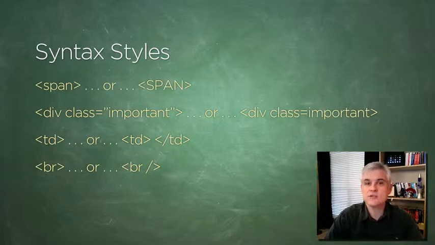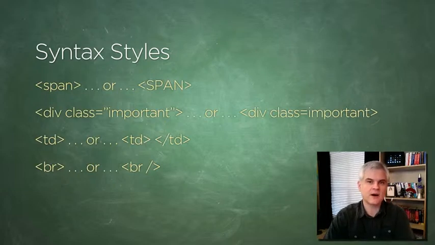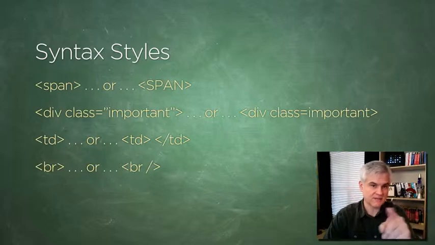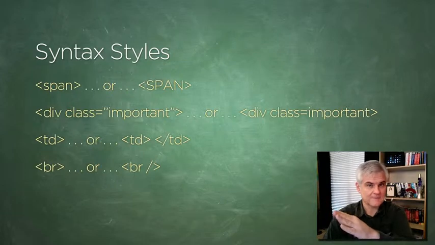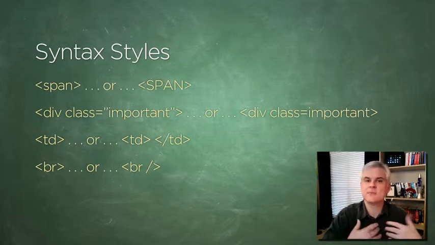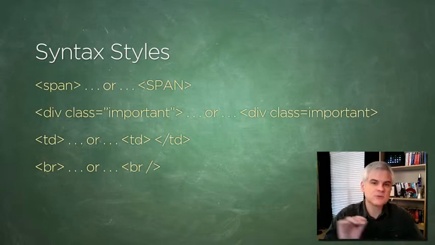There's also the notion of self-enclosing tags. You can see there's a BR or a line break. You can either write it without the self-enclosing tag, or, in other words, at the very end, you see how there's a space and a slash angle bracket. That's just another style. You can choose either style. They both represent the same thing. So it's really up to you.